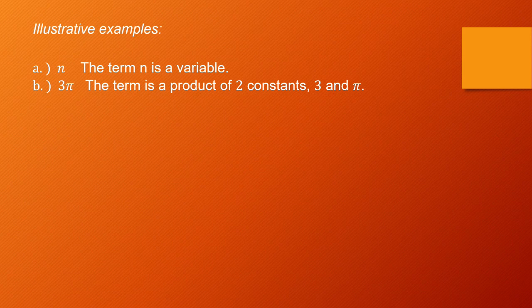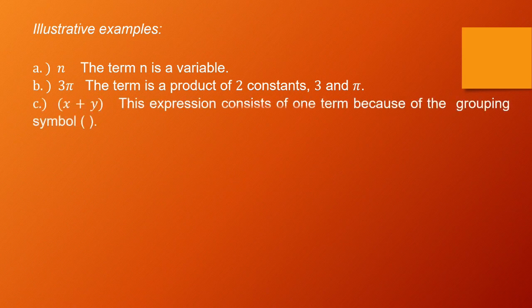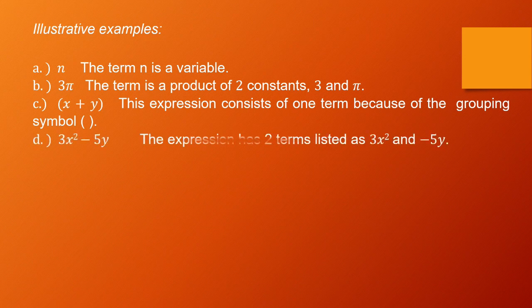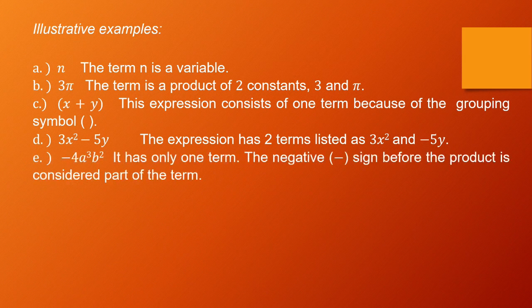And letter D, 3x² − 5y. The expression has two terms, listed as 3x² and −5y. And for letter E, it has only one term. The negative sign before the product is considered part of the term. Always remember that the sign preceding the term is a part of the term, like in example D. Furthermore, grouping symbols can affect the number of terms of an expression, like in example C.